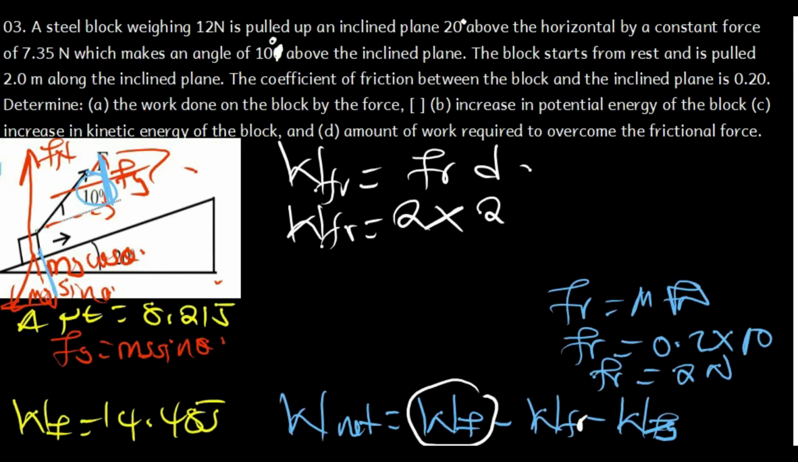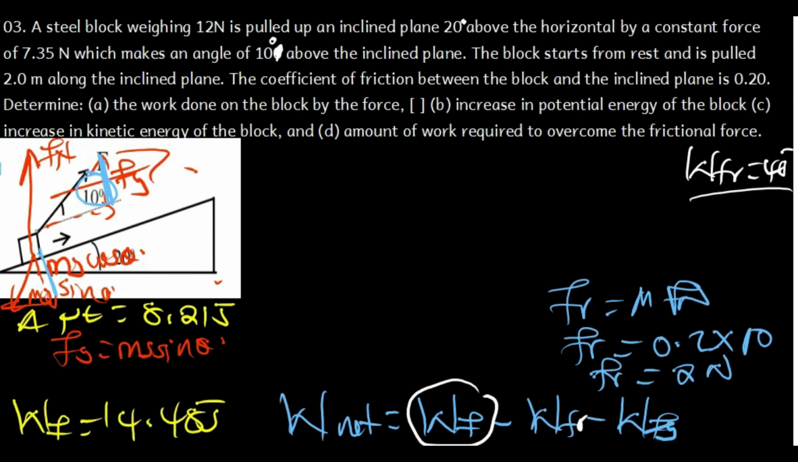Okay, yeah, so the displacement is also 2, so the work done by the friction force is going to be 4 newtons. So let's put it there. So the work done by the friction force is 4 joules. I'll leave it there. Now we have to find the work done by Fg.